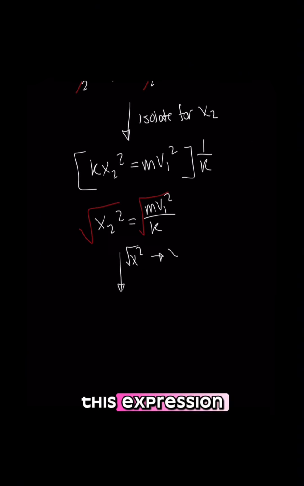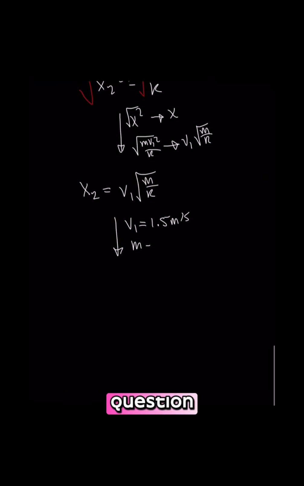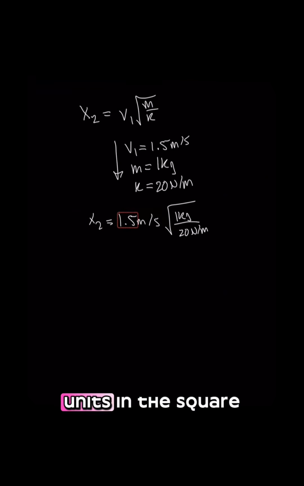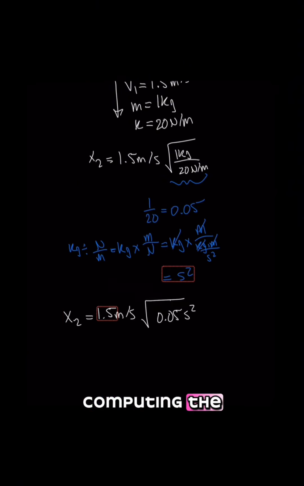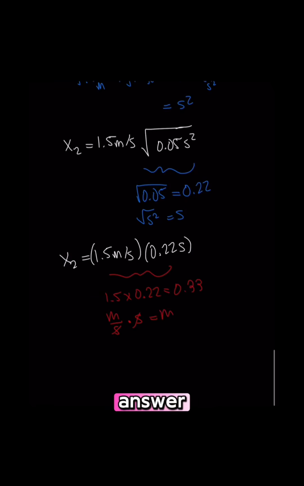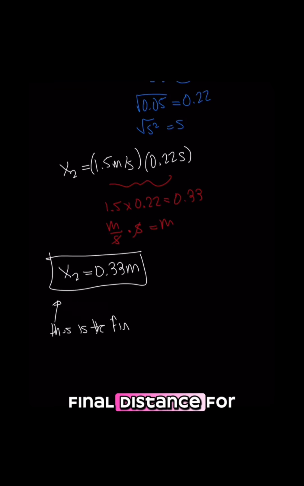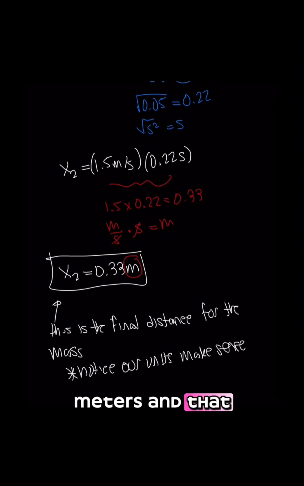We end up getting this expression here for the final position x2, and then we can plug in our known values from the question, compute the amplitudes in the units in the square root, take the square root of that, and multiply to get the final answer. I just want to note that this is the final distance for the mass, and notice our units make sense. The units are in meters, and that makes sense for a position. So that means that our equation to solve for the position was correct.